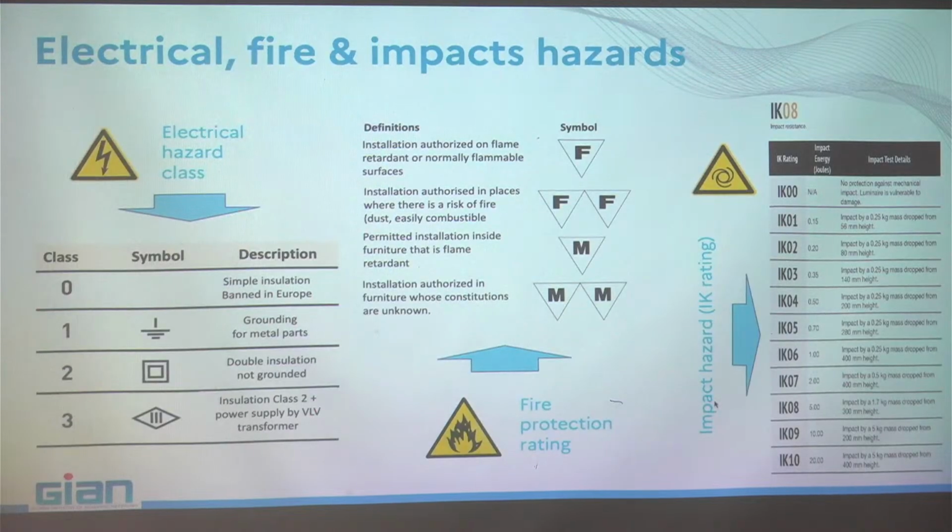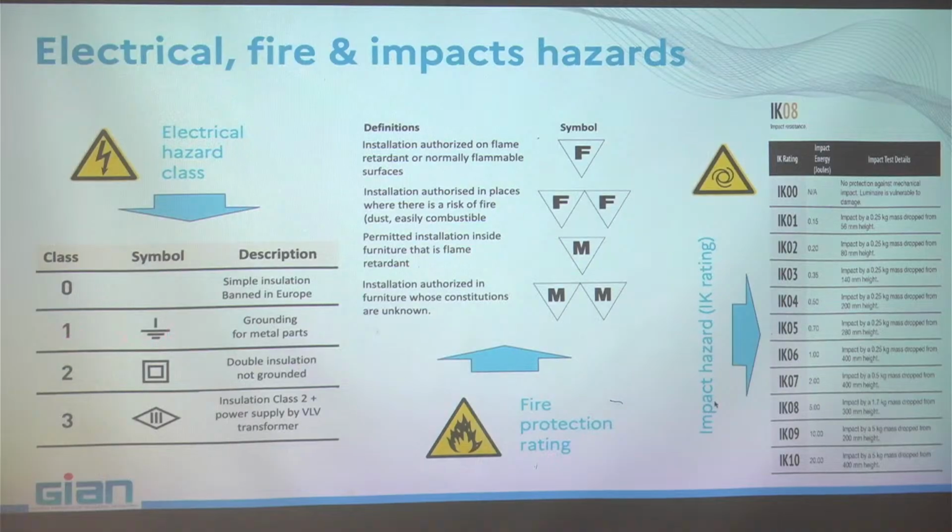Electrical, fire, and impact hazards. This is very important. Let's start with electrical hazard. You have 4 classes. Class 0, no protection at all. If something happens and you touch, maybe you are dead or not, but you will get a shock.